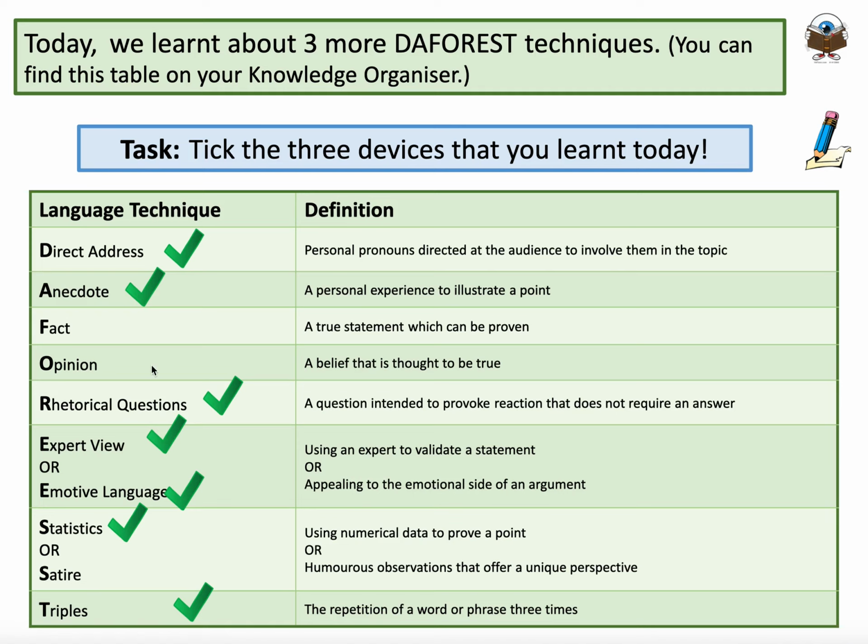Okay, so here we go then. Today we learned about three more persuasive techniques. Can you find this table on your knowledge organiser and then tick off the three devices that you learned today? When you look at your knowledge organiser, make sure that you've now got all of the ones that we have done so far ticked off.